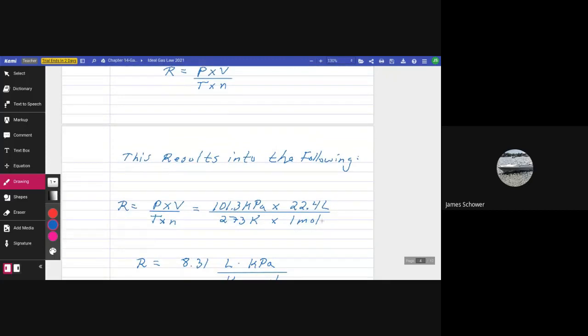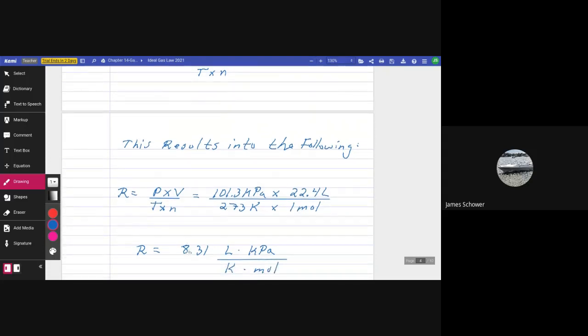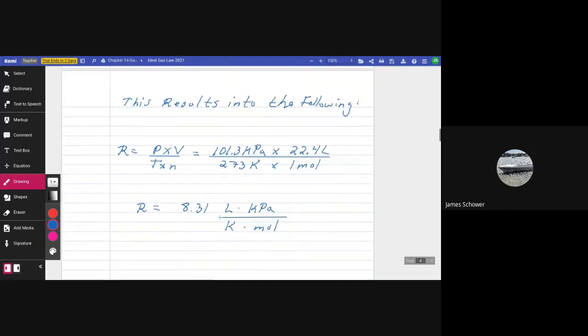R equals 101.3 kilopascals times 22.4 liters divided by 273 kelvins times 1 mole. You multiply the numbers in the numerator, divide by the numbers in the denominator, and you get 8.31 liters times kilopascals over kelvins times mole.